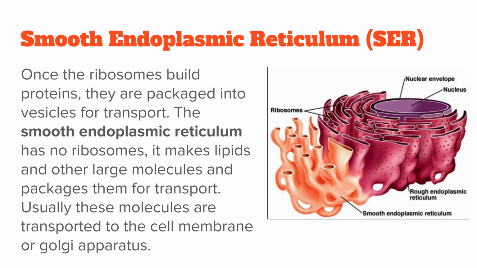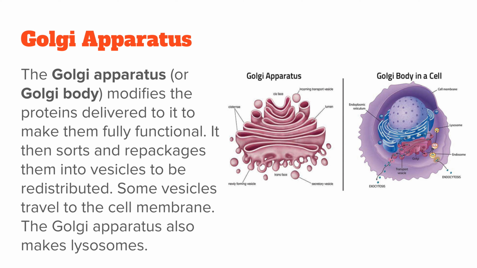So the smooth ER, what it does is it will make lipids and carbohydrates and other large molecules, which it then packages up for transport. From there, those chemicals get transported to the Golgi apparatus, or sometimes it's called the Golgi body. It's the same thing either way.